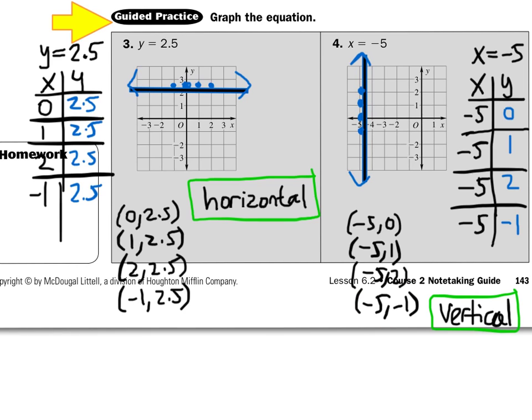And then I'm going to graph -5, -1. So I'm going to start at the origin, go to the left, -5, drop down to -1, and put a dot. And then I use my straight edge, and I drew a straight line through all 4 of those dots, and that's a vertical line because it goes straight up and down.